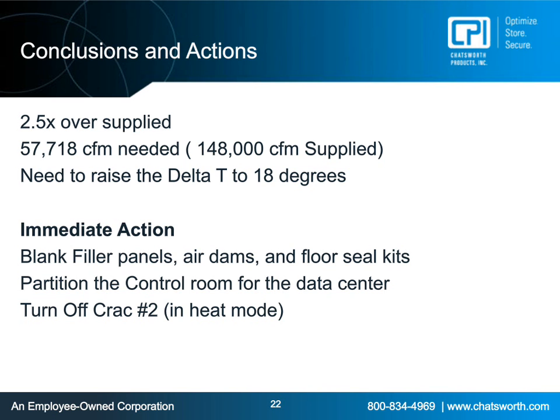They didn't need that much supply. So we actually got them down to 3 CRAC units where they can supply it. They needed to raise the delta T at least 18 degrees. How did they do it?